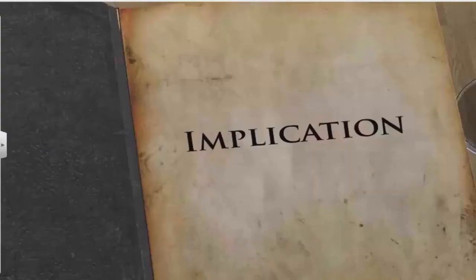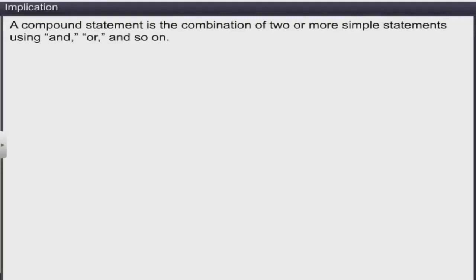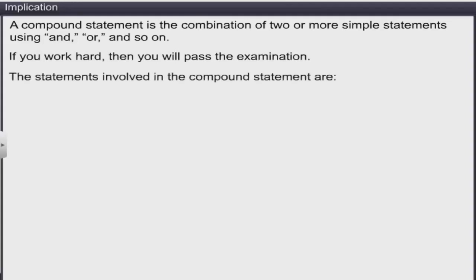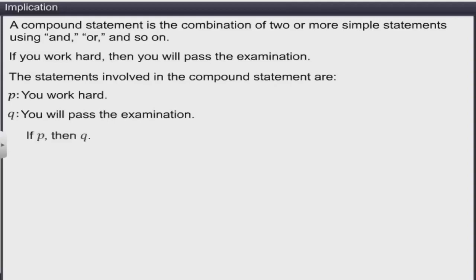In this module, you will learn to determine the truth value of implication or conditional statements. We know that a compound statement is the combination of two or more simple statements using and, or, and so on. Let's consider another type of compound statement. If you work hard, then you will pass the examination. This statement involves two statements: you work hard, you will pass the examination. Now, the compound statement can be expressed as if P, then Q.